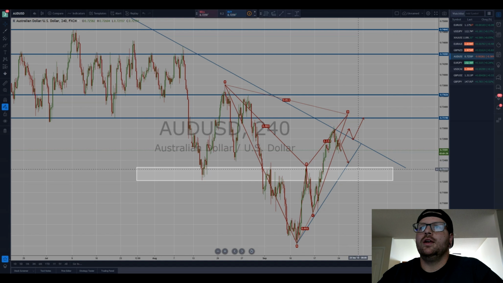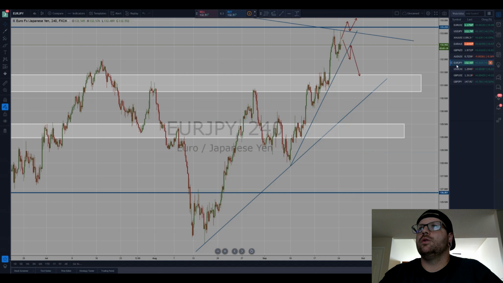In order for this to be a long-term sell, we needed to break below this zone down here. If it does come back down and retest the zone, then we could be looking at something like an inverted head and shoulders on AUD USD. So that's what we got for AU.